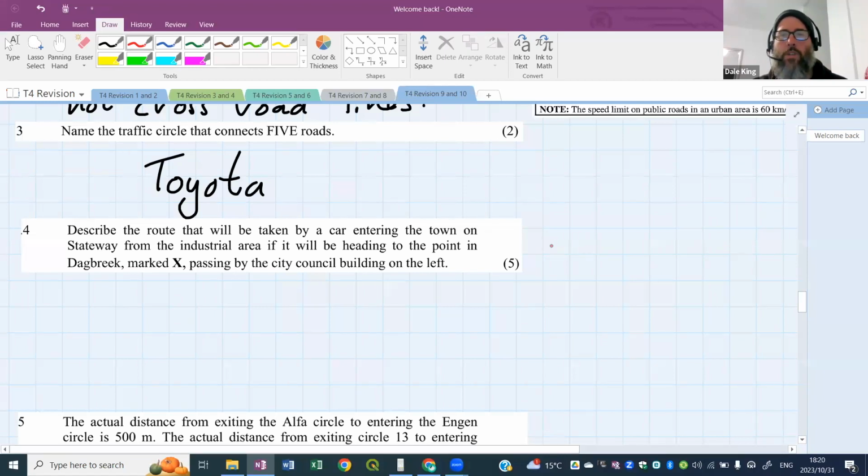Usually with these map work questions, there is often one where they ask you to describe the route. Okay, so describe the route that will be taken by a car entering the town on the stateway from the industrial area if it's heading to point X at Dagbreek, passing by the city council building on the left. So you're coming into town from stateway industrial area, heading to Dagbreek marked X, passing the city council building on your left.